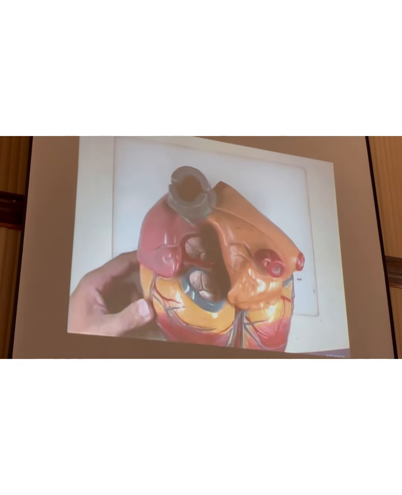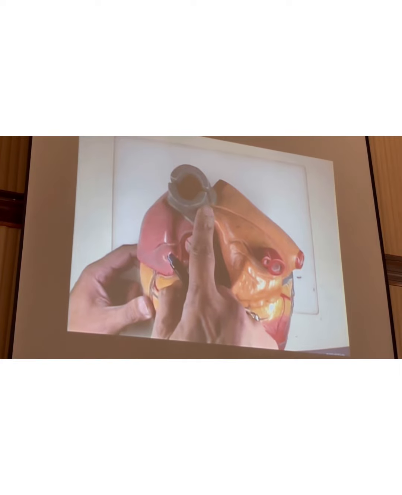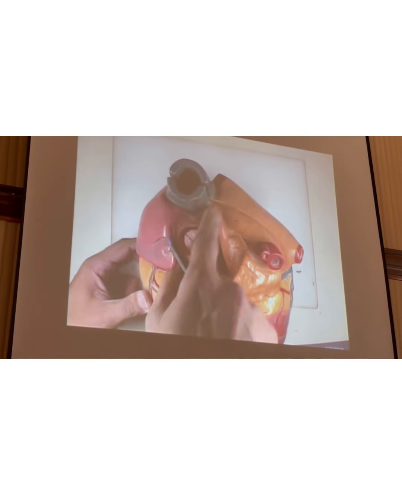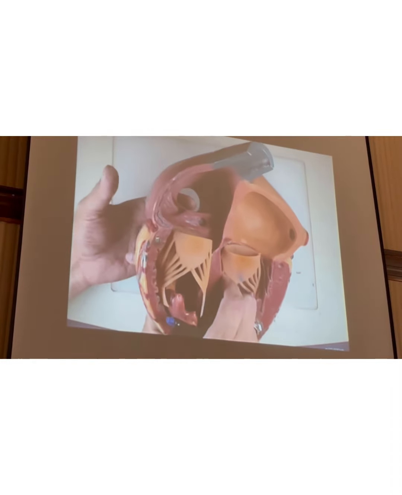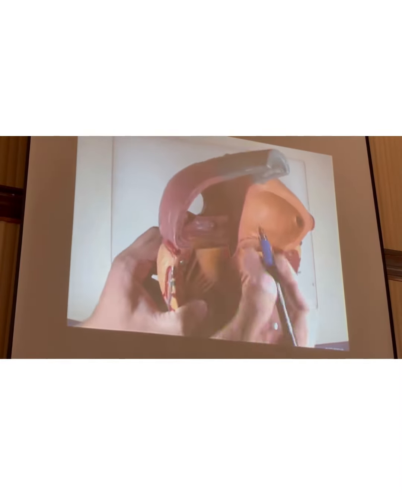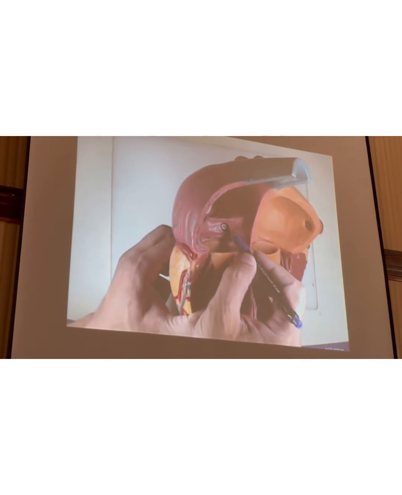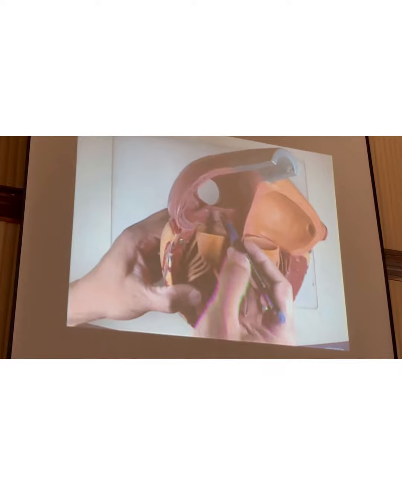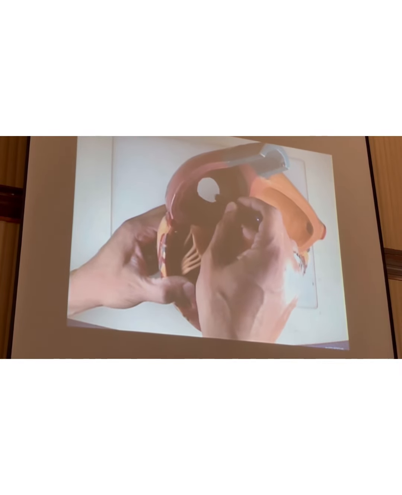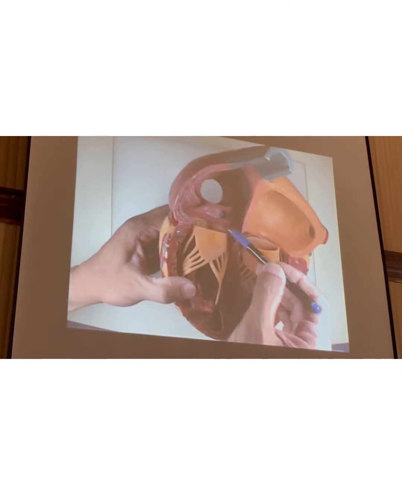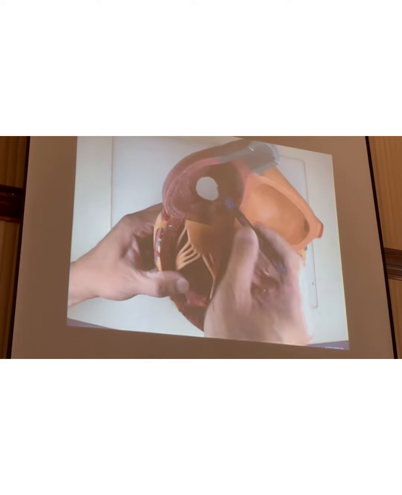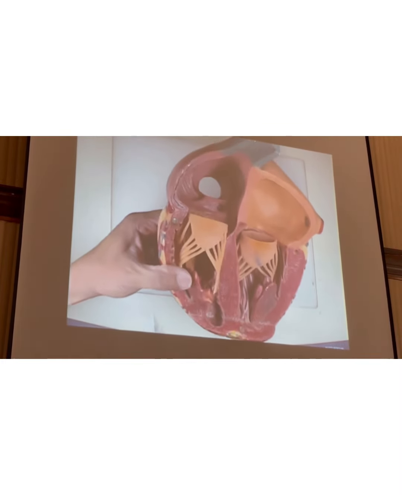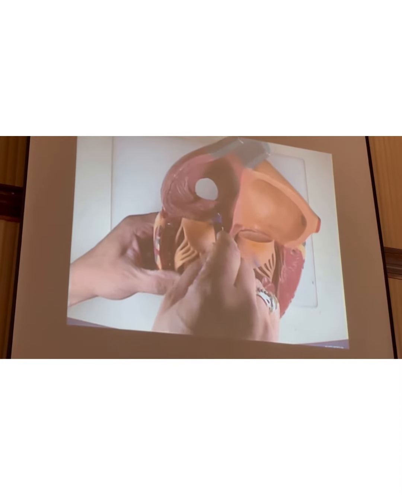So the right atrium receives the opening of the superior vena cava and also the opening of the inferior vena cava. This is the opening of the inferior vena cava. And then we have the opening of the coronary sinus, which is located between the opening of the inferior vena cava posteriorly and the atrioventricular orifice. So this is the right atrioventricular orifice, and then we have the inferior vena cava. Between them, we have the opening of the coronary sinus.